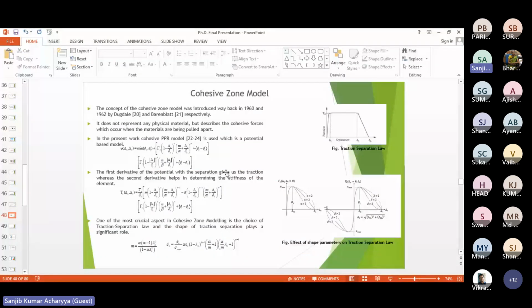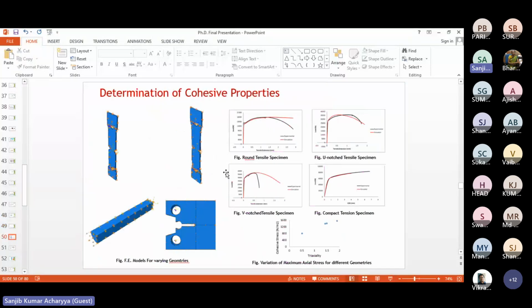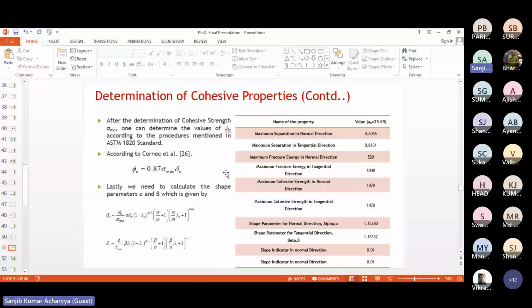Then we tried to again reinvestigate the cohesive zone model, but here the PPR model, where the potential function was selected in a different way, for which a lot of material data was required. We have to do experiments on plain tensile specimen, round notch, V notch, and also CT specimen of different constraint level. We have to evaluate the cohesive parameters. These are the cohesive parameters which we estimated from these experiments.